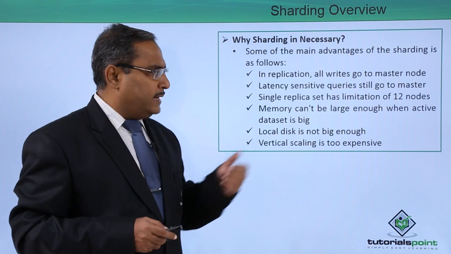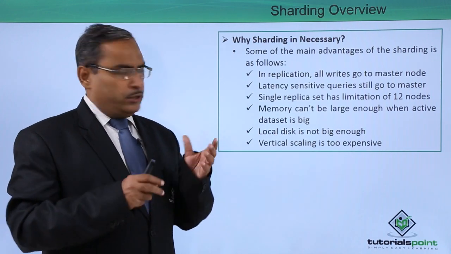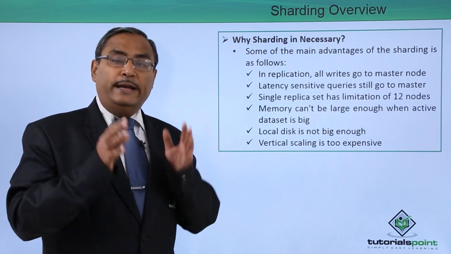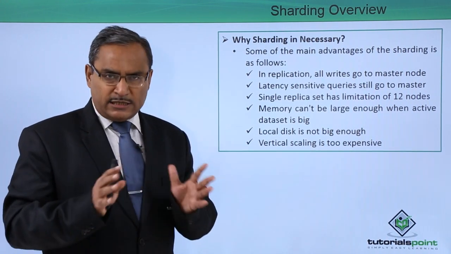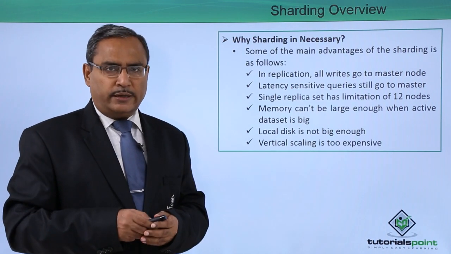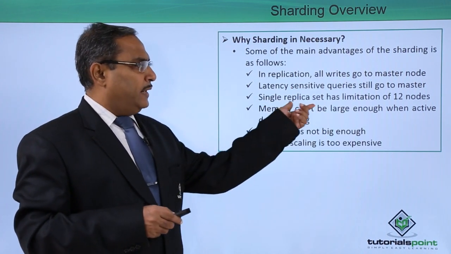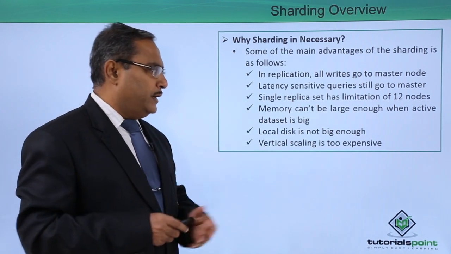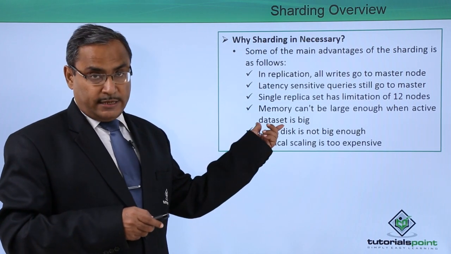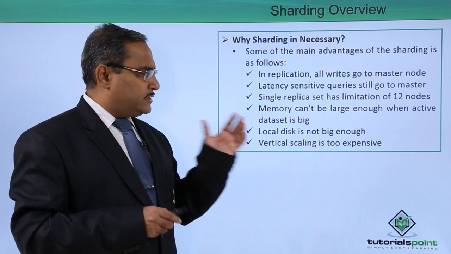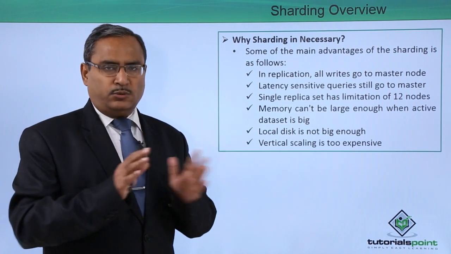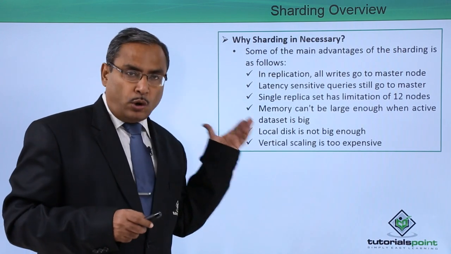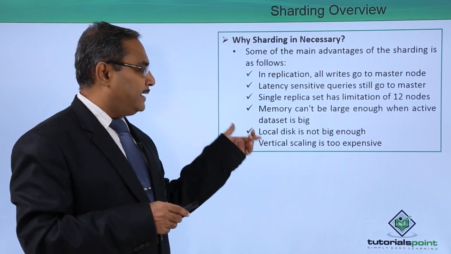A single replica set has a limitation of 12 nodes. We know that a replica set means multiple MongoDB instances accessing the same data set. We have discussed that in the earlier video also. And this single replica set has a limitation of a maximum of 12 nodes. Memory cannot be large enough when the active data set is big. Local disks will not be big enough, and vertical scaling is also too expensive. That's why we should always focus on the horizontal scaling process.